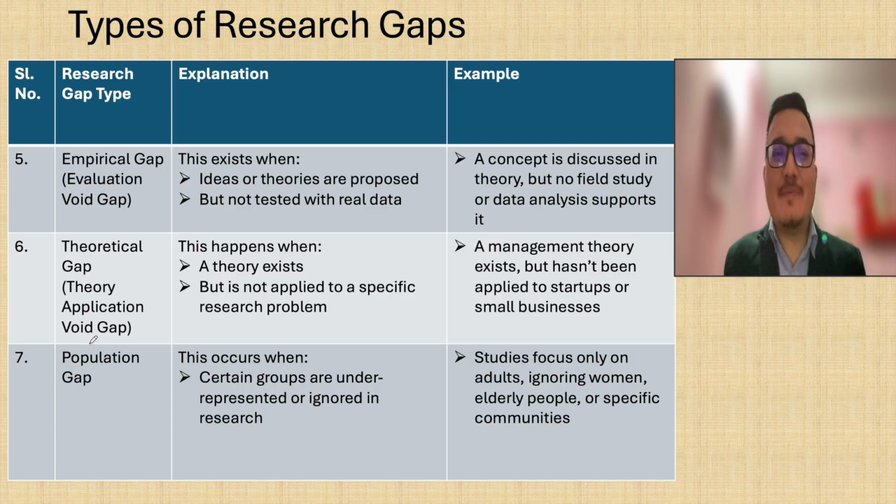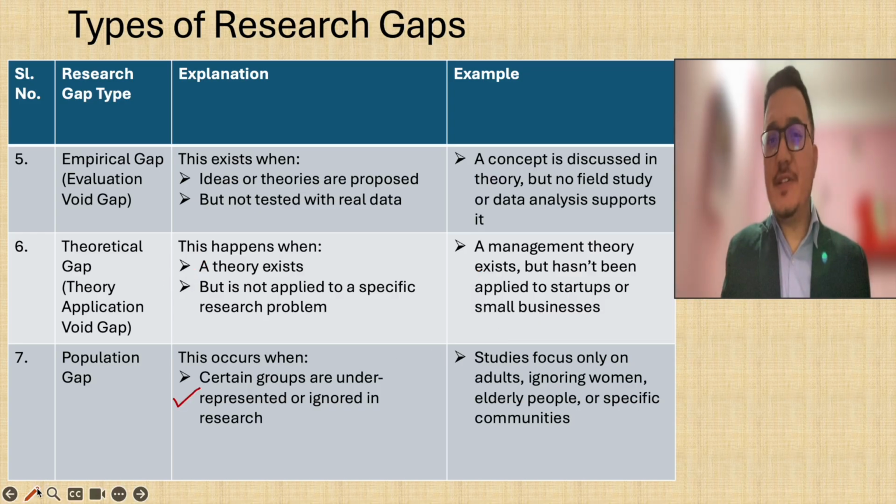Now let's discuss theoretical gap. A theoretical gap occurs when a theory exists, but it is not applied to a specific research problem. We can take one example. A management theory may exist, but it has not been applied to startups or small businesses. We can say applying existing theories to new areas helps to fill this research gap.